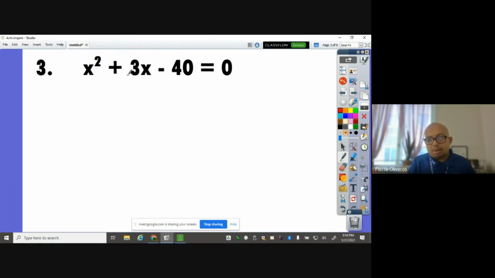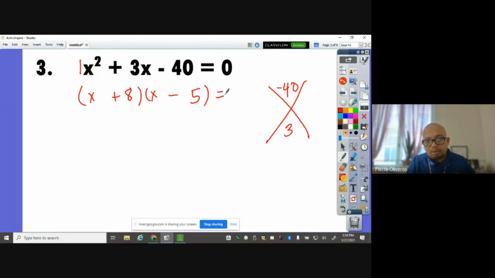X squared plus 3x minus 40. Here you will apply the baby factoring wherein the leading coefficient is equal to 1. So therefore this is x, that's x, because x times x is x squared. Now we have to think of two numbers. When you multiply them, it gives you negative 40. When you add them, it gives you a 3. The answers are 8 and 5. And this is the positive, that's negative. Drop the equal 0.